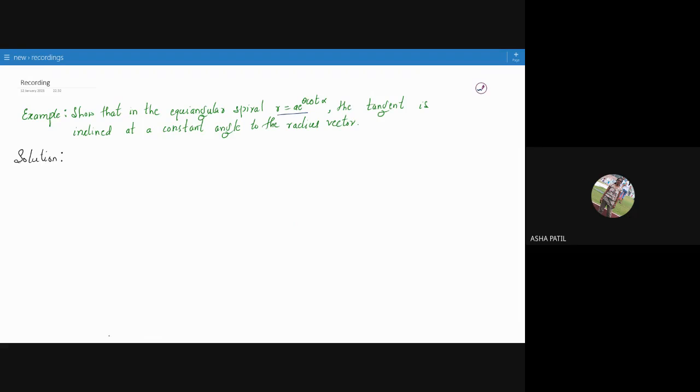inclined at a constant angle to the radius vector. So the curve given to us is r equals a e raised to theta cot alpha. Now what we need to show is the tangent drawn to this curve is inclined at a constant angle to the radius vector. So let me draw a curve. There is a tangent drawn to this curve. Now this tangent, what you need to show is making a constant angle with the radius vector.